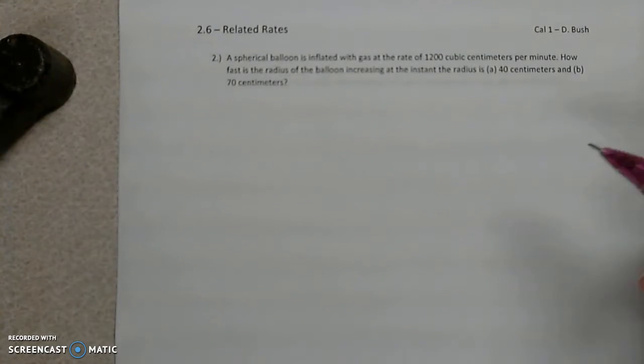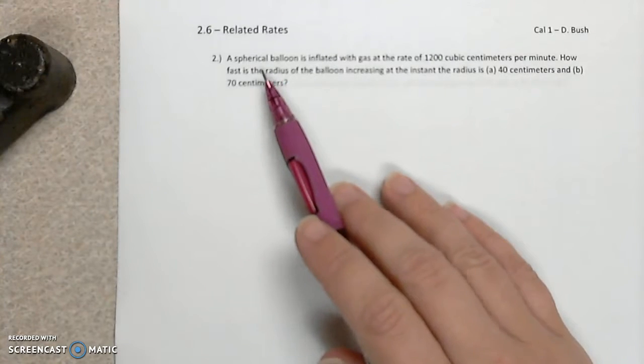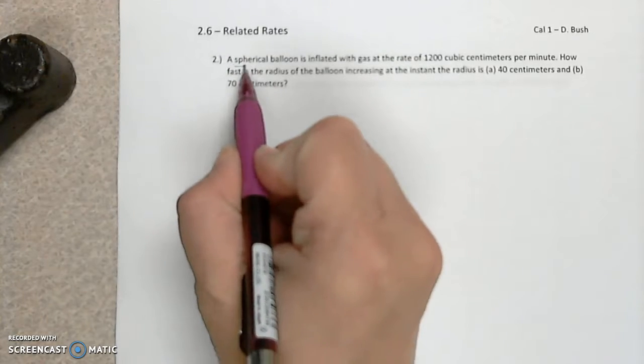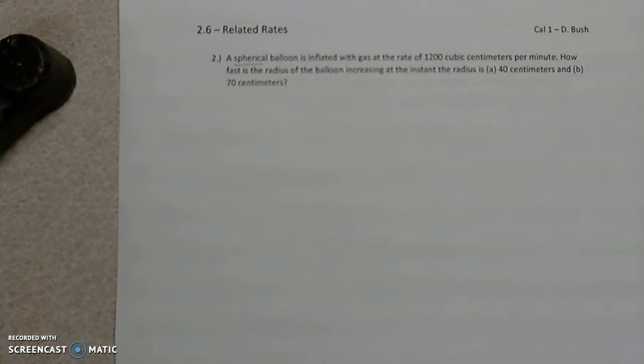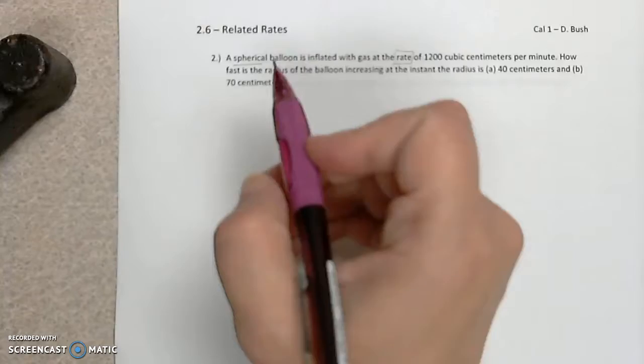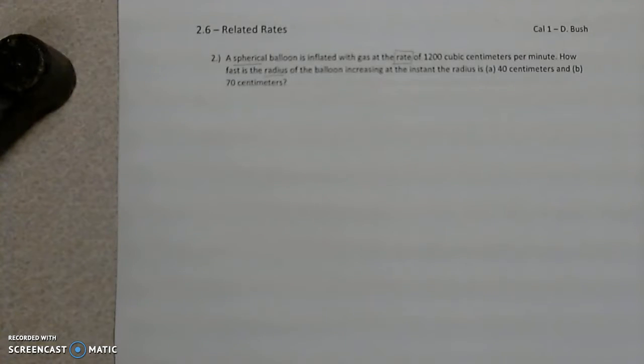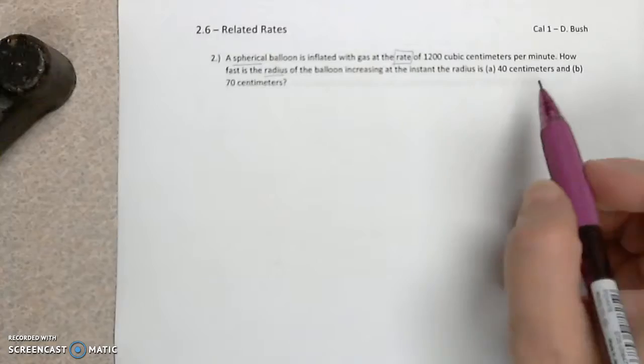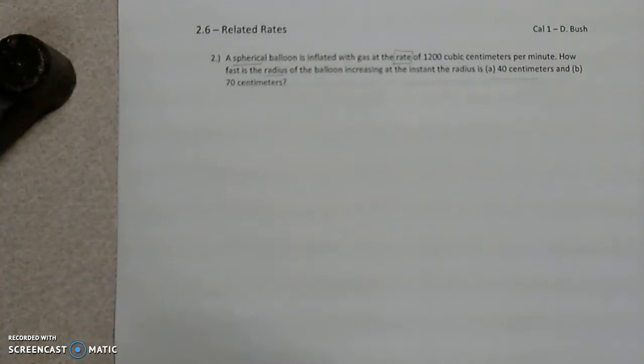Alright, looking at the second example, this one says a spherical balloon, so spherical is the key there, is inflated with gas at a rate of 1200 cubic centimeters per minute. How fast is the radius of the balloon increasing at the instant the radius is 40 centimeters and 70 centimeters?